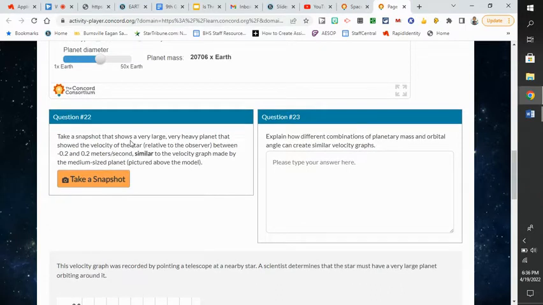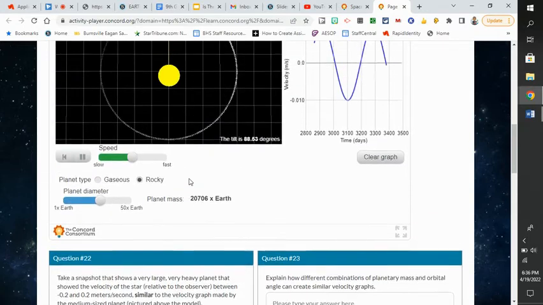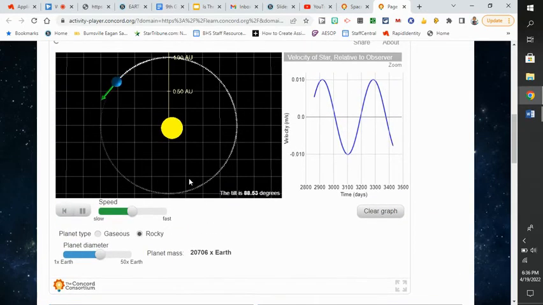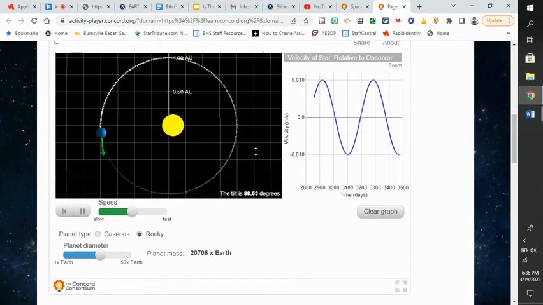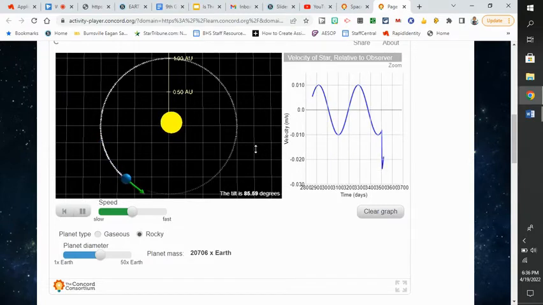It says, take a snapshot that shows a very large, heavy planet that shows the velocity of the star between negative 0.2 and 0.2. Mine does that. Maybe not enough. So I could do a little more of it.